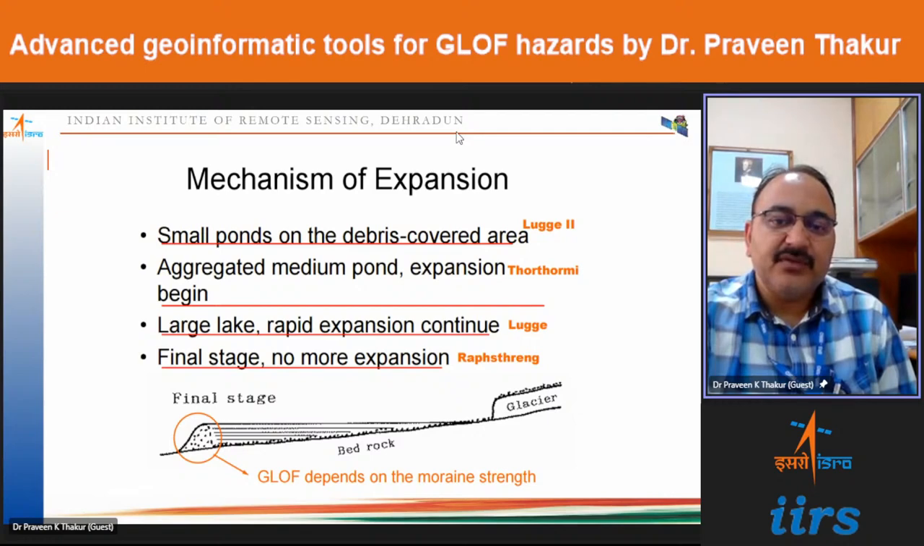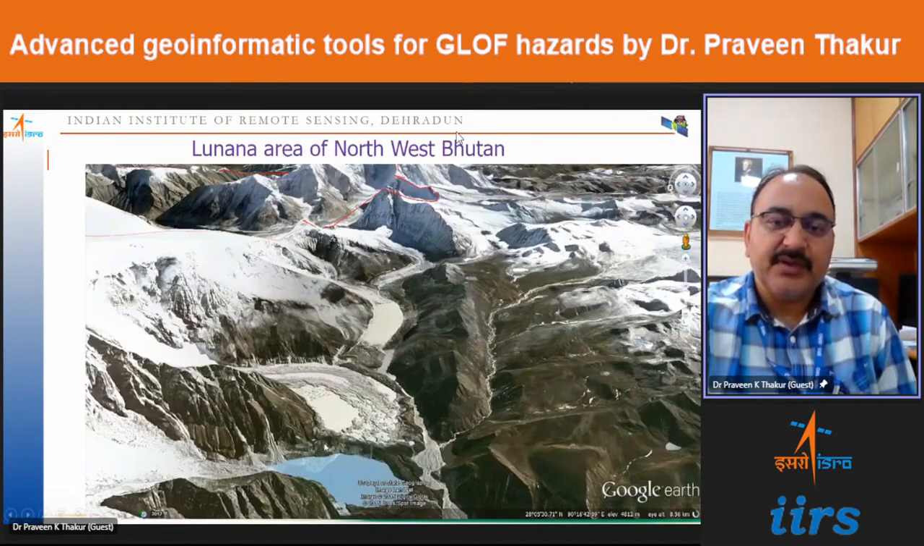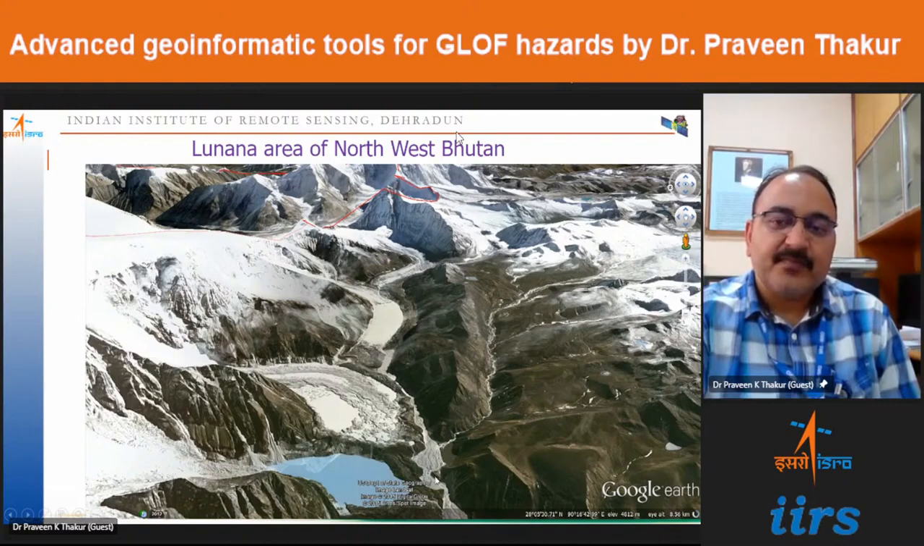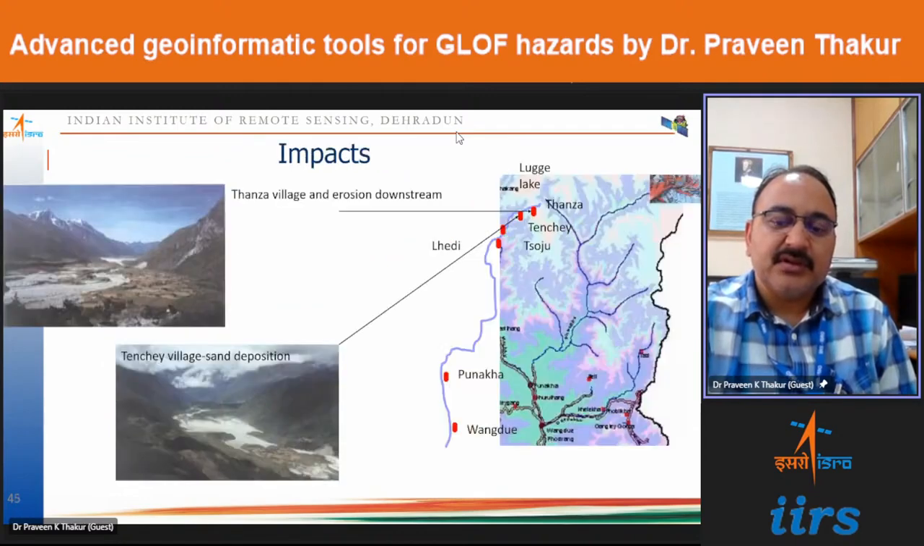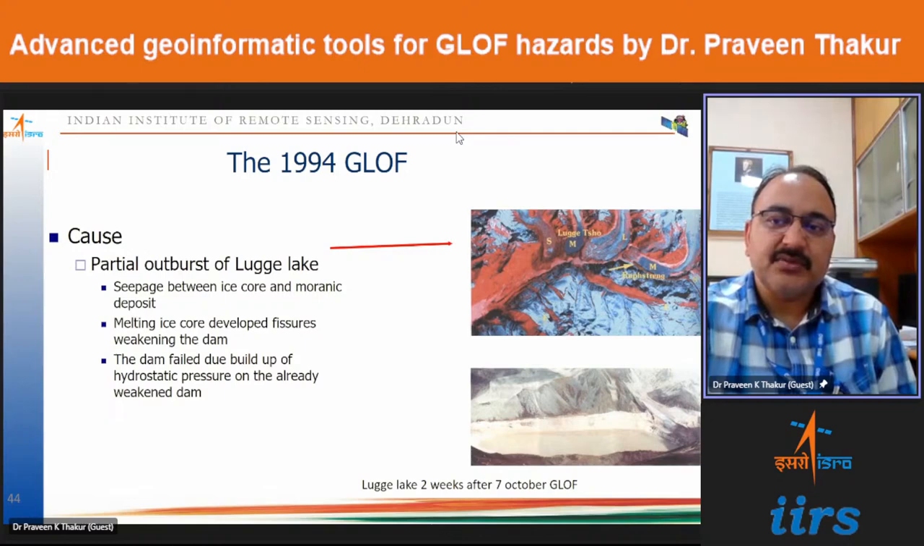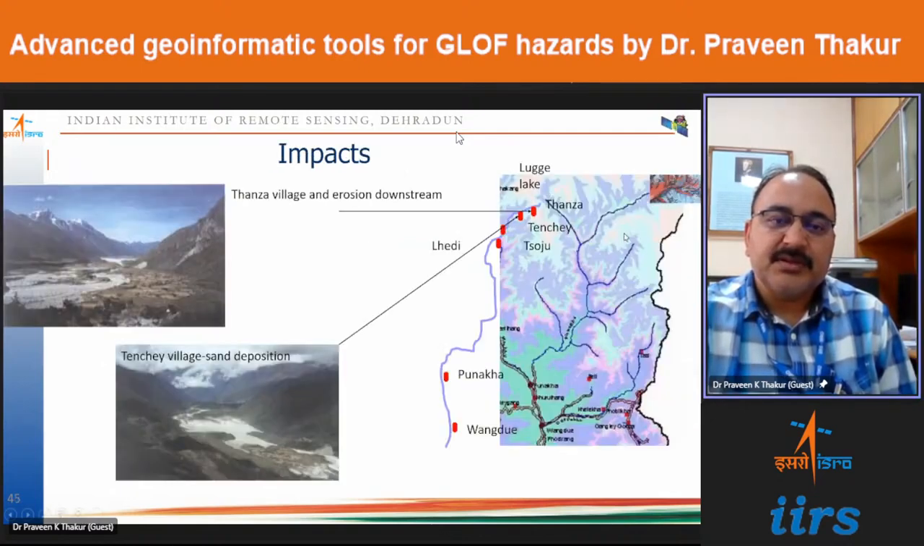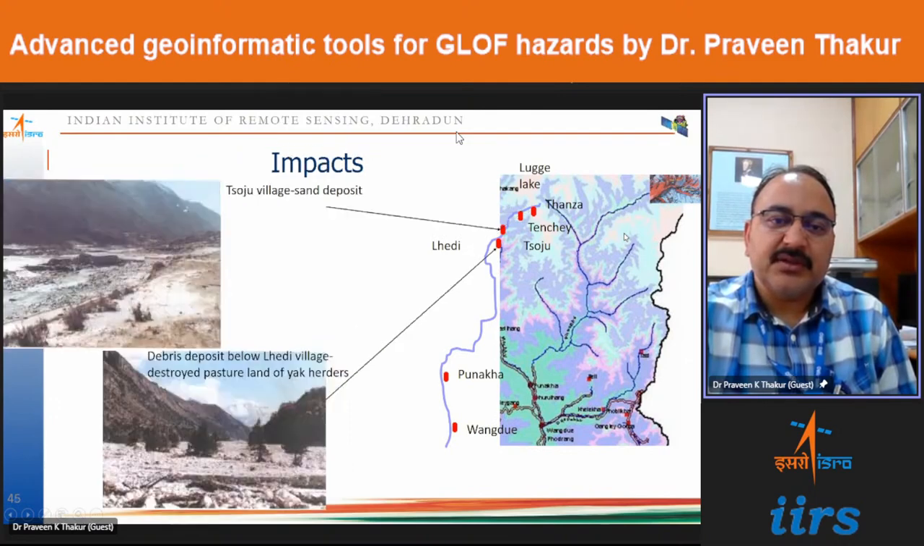So this is the 3D view of this particular area where we have four glacial lakes, and you can also see the historical 1994 flood event here. This is just a snapshot of that flood event, the Luge Lake flood event. And this is the damage it has caused downstream.